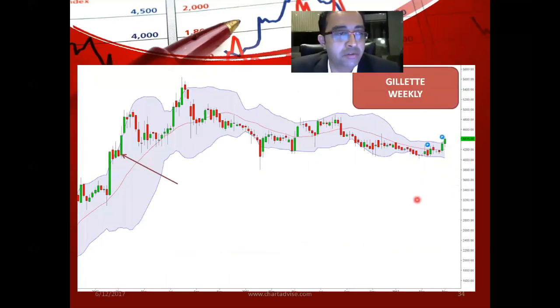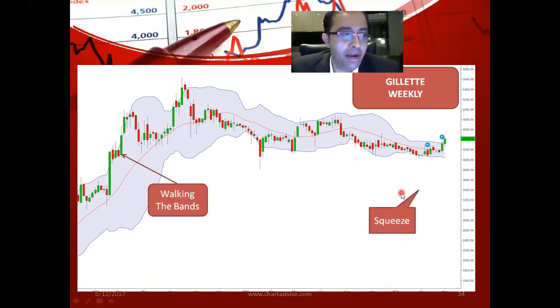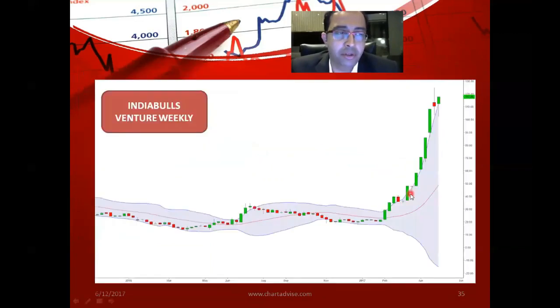You can see here there is a chart of Gillette. After a highly volatile phase, almost the entire year it has spent in a lull, and then after this day the results were out, and it had a fantastic gap up opening of almost 10%, and Bollinger Band had already given a clue. So you can see here this is walking the band and the squeeze which happened, which eventually led to a sharp rise.